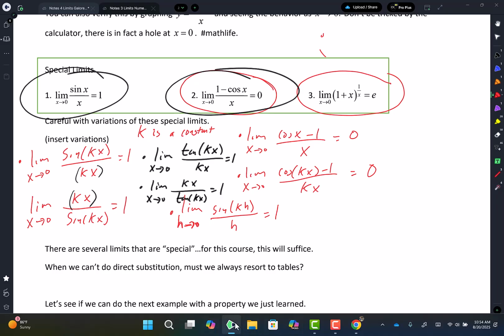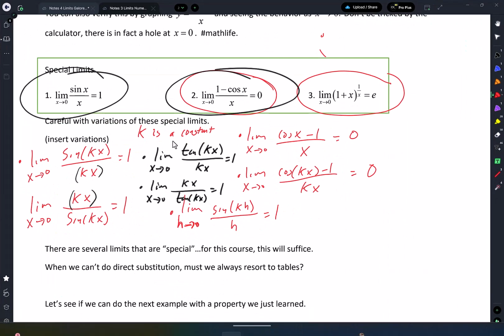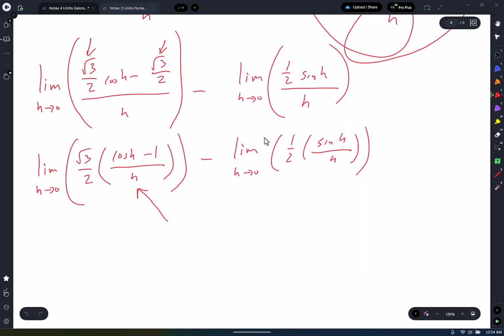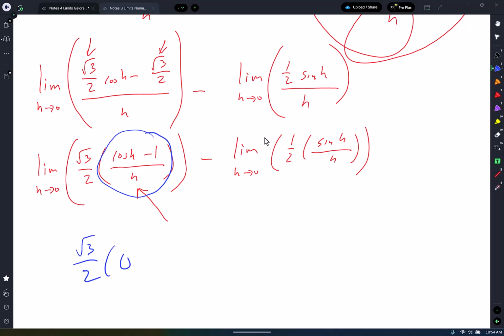All right, here we go. You guys ready? So this right here that I'm circling is just what? So I have square root of 3 over 2 times 0.